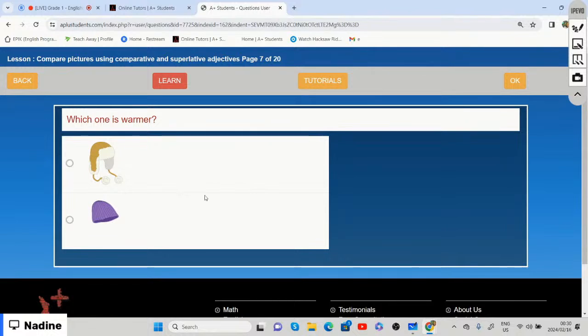All right. And then we can say which one is warmer. We can say it's the first one. So we need to say which one is warmer. Yes. So which means that the yellow cap, or the first one, is the cap that is going to be a bit warmer.